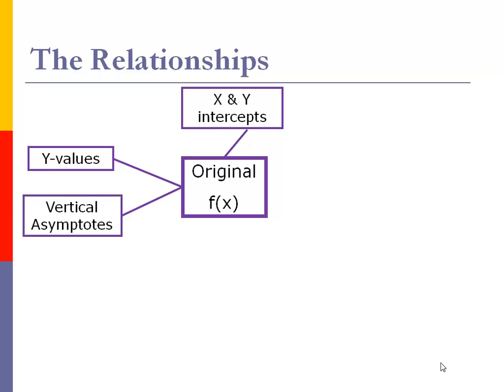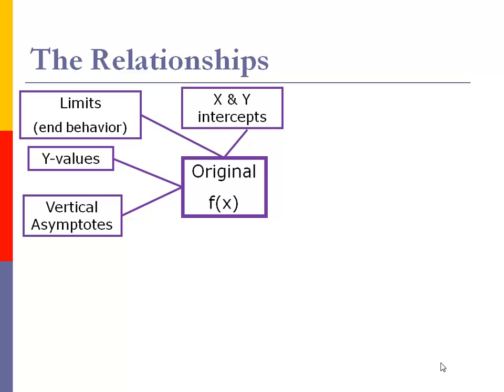The other thing we get from the original function are the vertical asymptotes, also the horizontal asymptotes. Remember the vertical asymptotes, those are the ones where we get undefined. We get the cases where we have 0 in the denominator, or also we get domain restrictions such as the natural log. It can't be negative, it can't be 0. So we get vertical asymptotes from when things blow up in the original function.